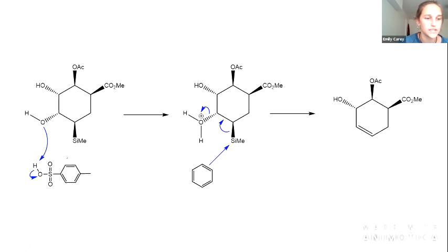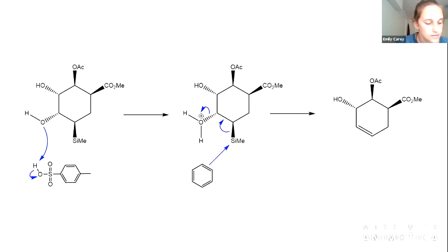So the PTSOH is going to be used to protonate this OH group so it can be ready to leave as water. And then this is how I interpreted how it gets pushed off as water. So a benzene here binds to the silicon, and then those electrons that bind it to the ring push here to make a double bond, and this leaves as water. So you're left with this double bond here.